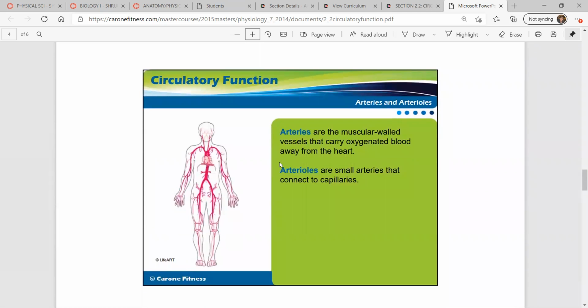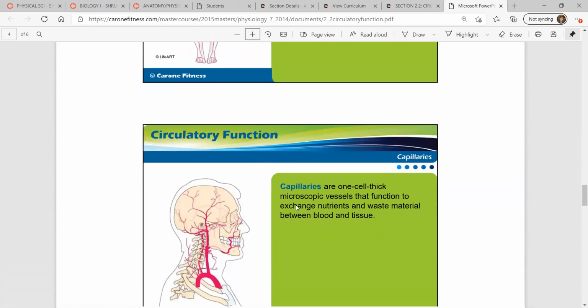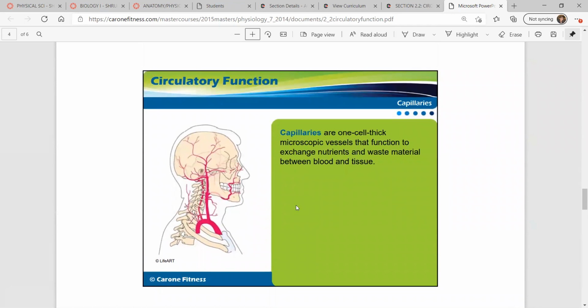Arteries are the muscular walled vessels that carry oxygenated blood away from the heart. So think of arteries, away, arteries, away. Arterioles, those are small arteries that connect to capillaries. So arteries, and then the smaller versions are arterioles. Then we have capillaries. These are one cell thick microscopic vessels that function to exchange nutrients and waste material between blood and tissue.